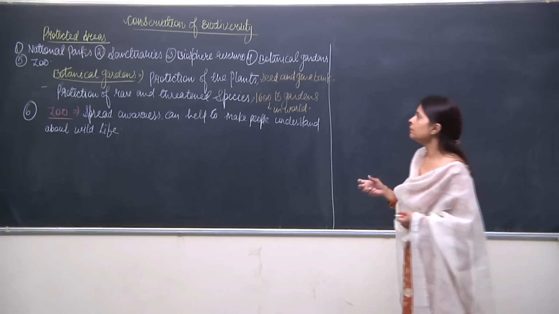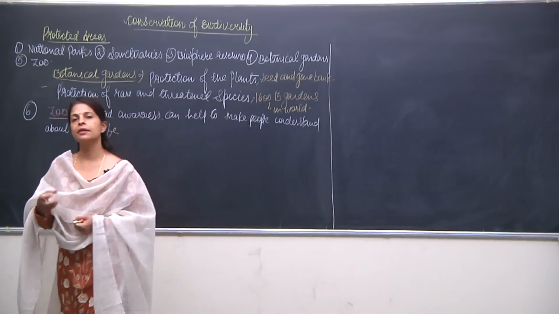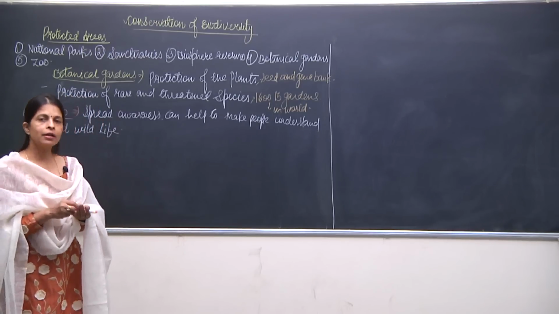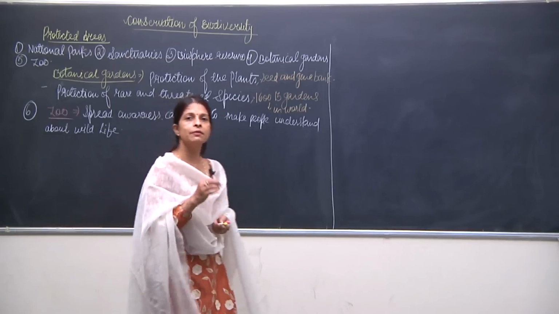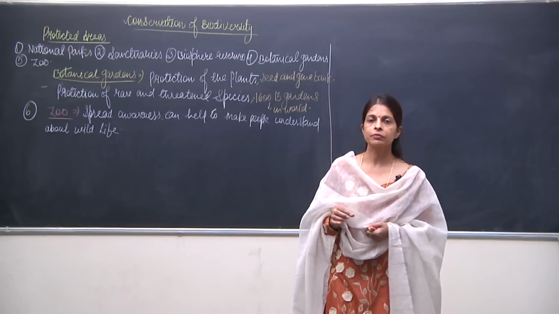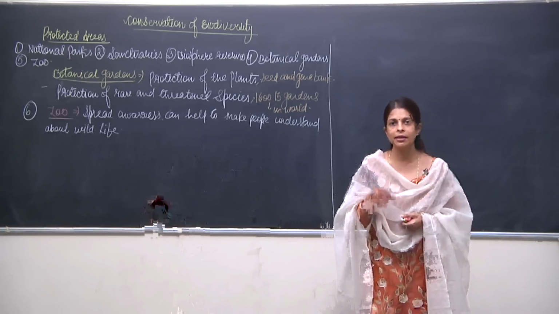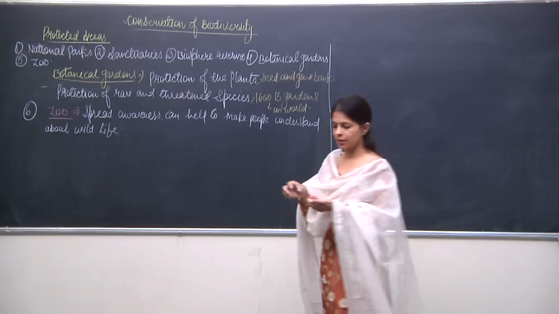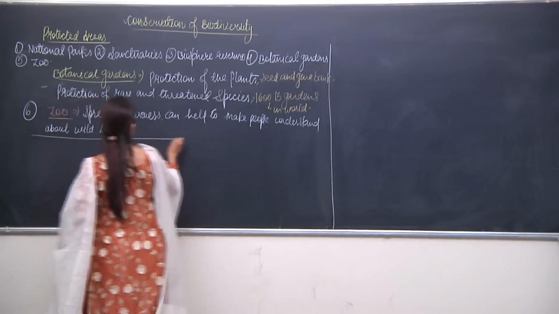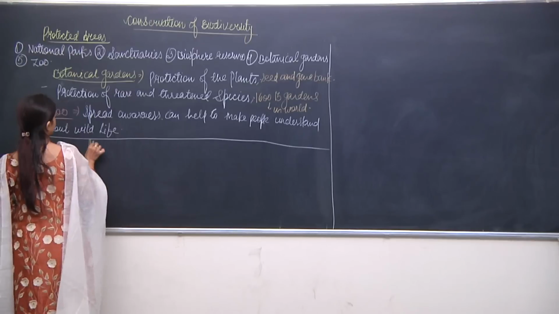So great measures have to be taken to increase the number of individuals of all such species. Just now I told you there are many species which come under threatened species, and measures are already being taken so that the individuals can be increased and these species can be protected. So I will write the names of certain protected species over here.